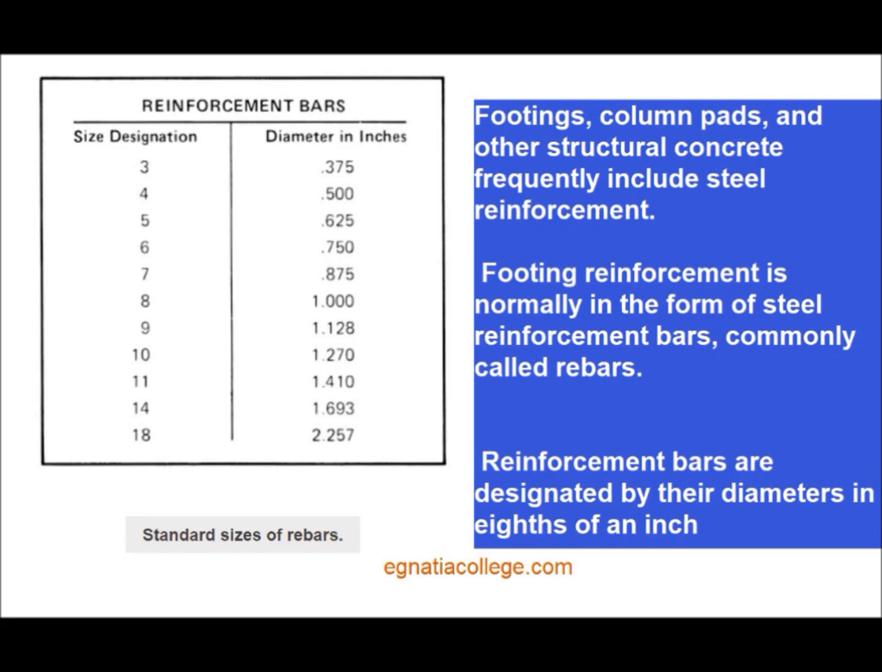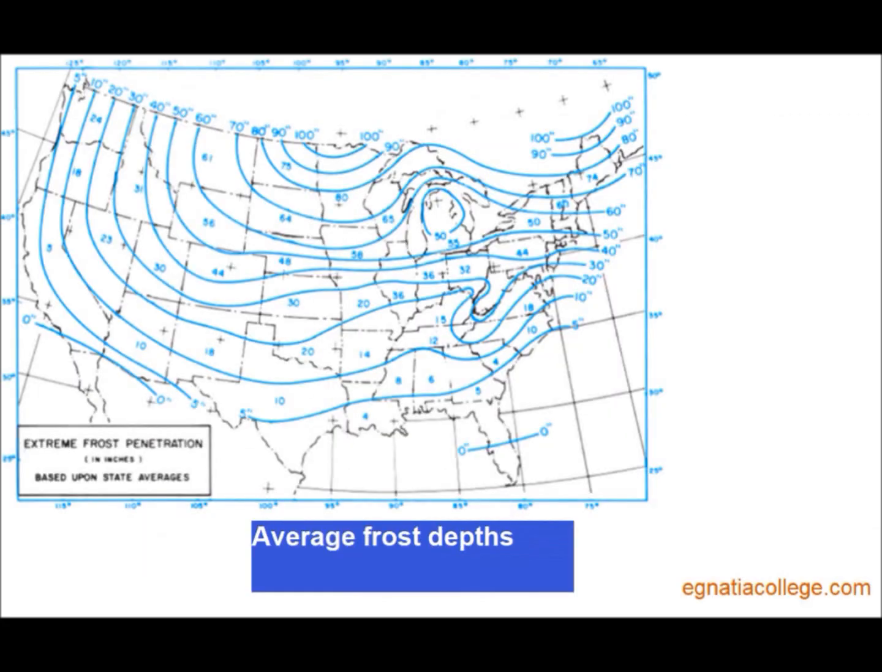Reinforcement. Footings, column pads, and other structural concrete frequently include steel reinforcement. Footing reinforcement is normally in the form of steel reinforcement bars, commonly called rebars. Reinforcement bars are designated by their diameters in eighths of an inch.